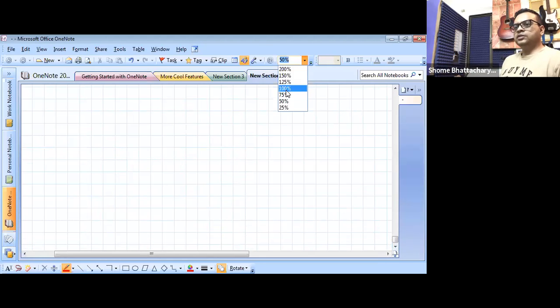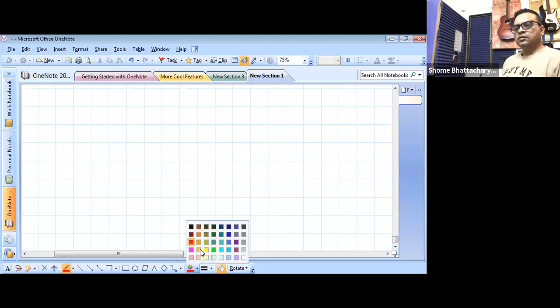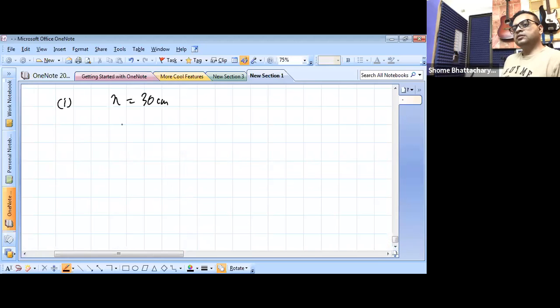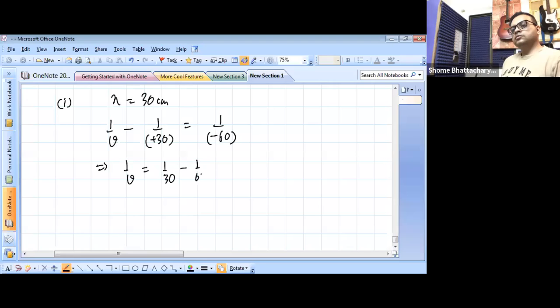Okay, so let me solve each of these cases. In the first case, x is equal to 50 centimeters. So 1 by v minus 1 by u is equal to 1 upon f. We have to take u as minus 60. So v is equal to plus 60. So the magnification is plus 2.